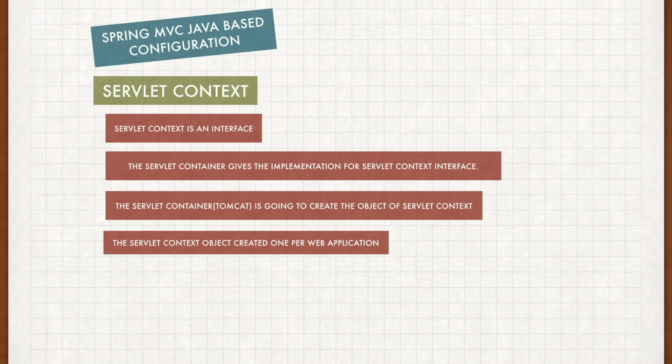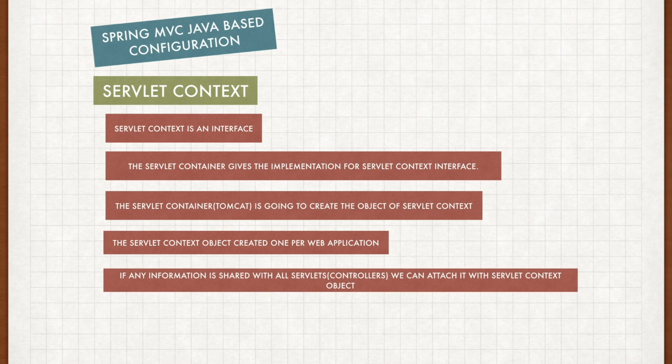There will be only one object created for servlet context, and every piece of information that we want to set for our web application, we can set it right there. Here is another point: if any information is shared with all our servlets, and as I said, controllers are also servlets, then we can attach it with the servlet context object. If we think this is important information I want to share with all the servlets, with all the controllers, then we can set it with the servlet context object, right?